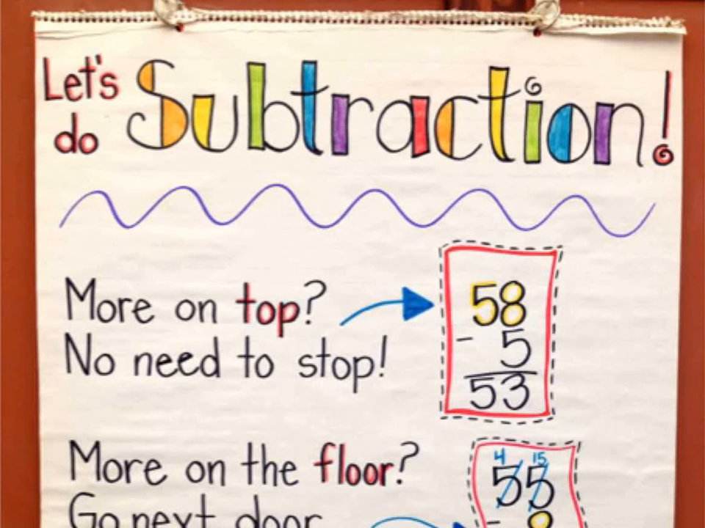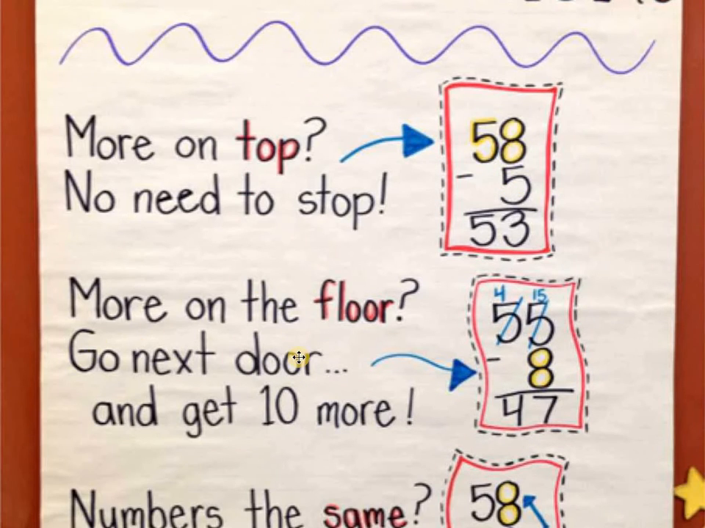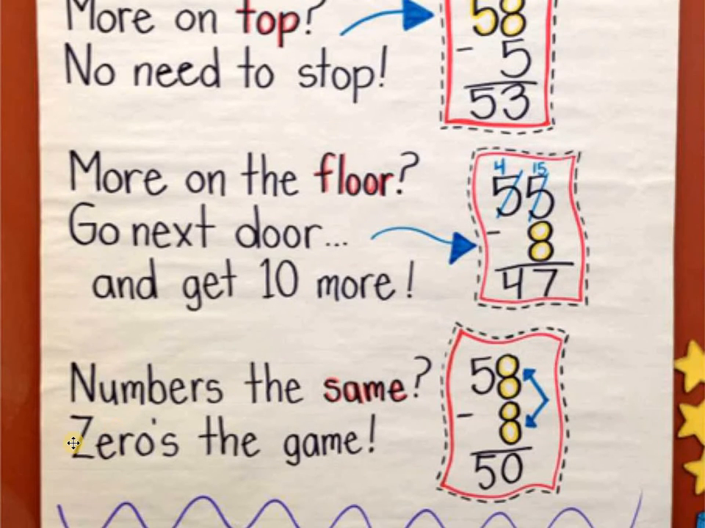Here's our poem. More on top, no need to stop. More on the floor, go next door and get 10 more. Numbers the same, zero's the game. So we're going to use these ideas to help us do our subtraction.